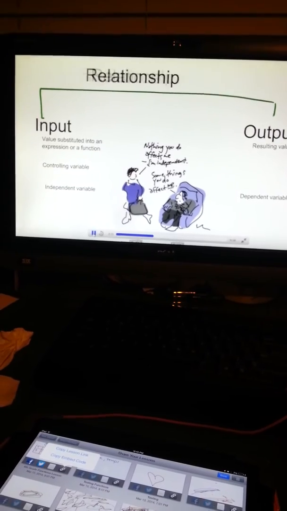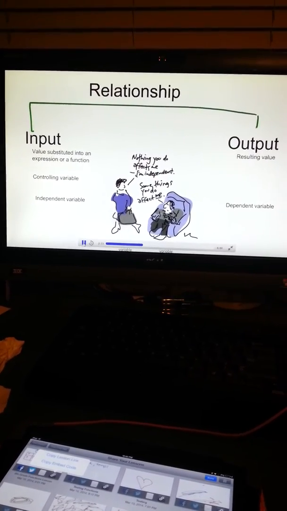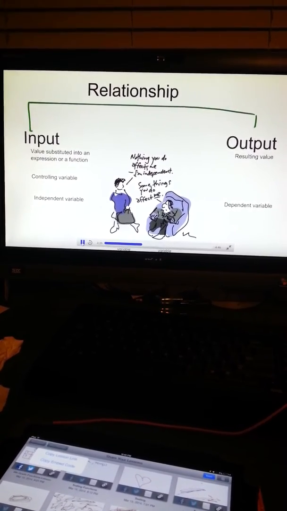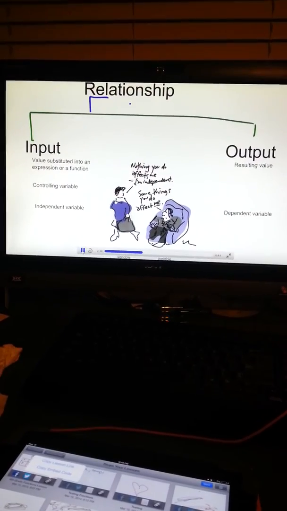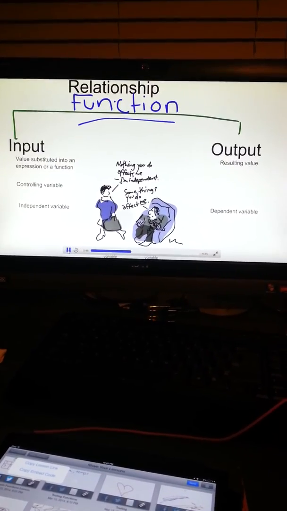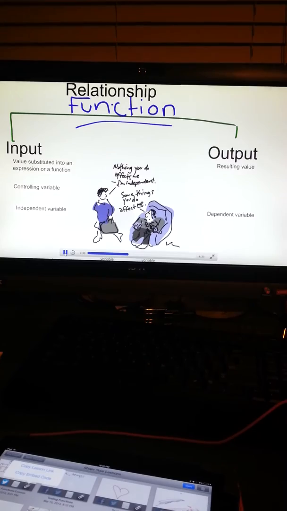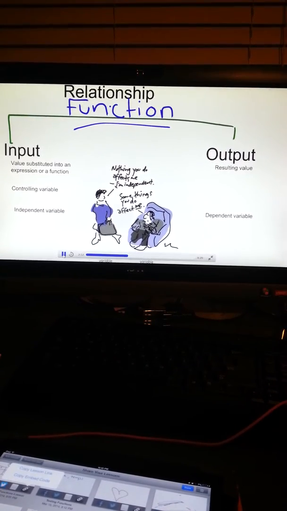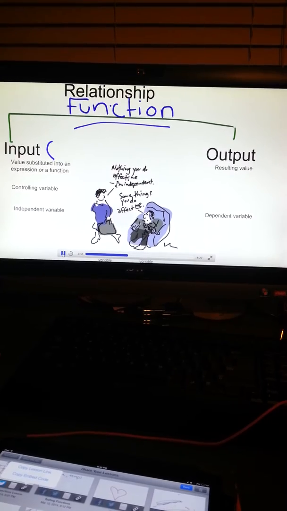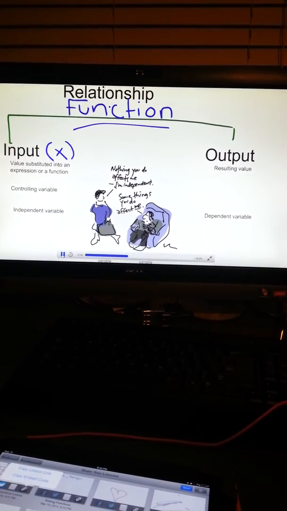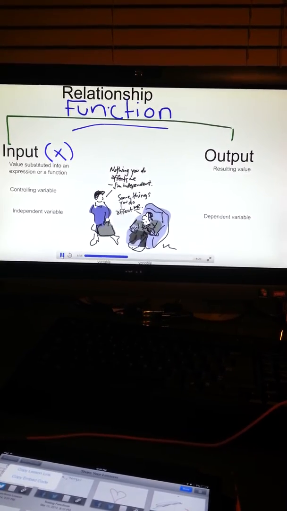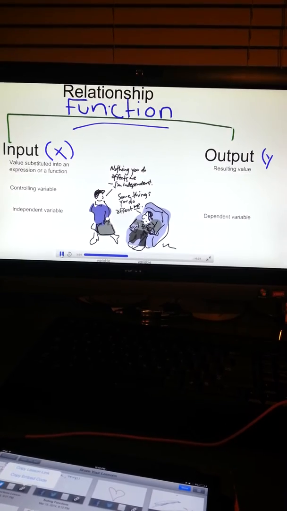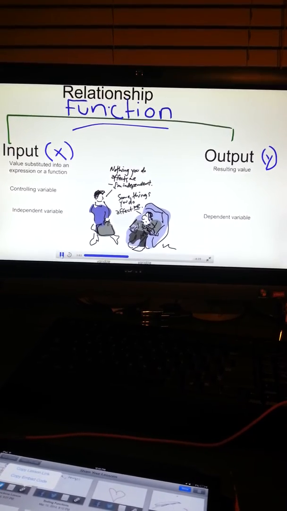This tree map better explains one special type of relationship, which is also known as a function. One last thing before we move ahead. The input, when referring to the coordinates, can be known as the x value, and the output can be referred to as the y value.